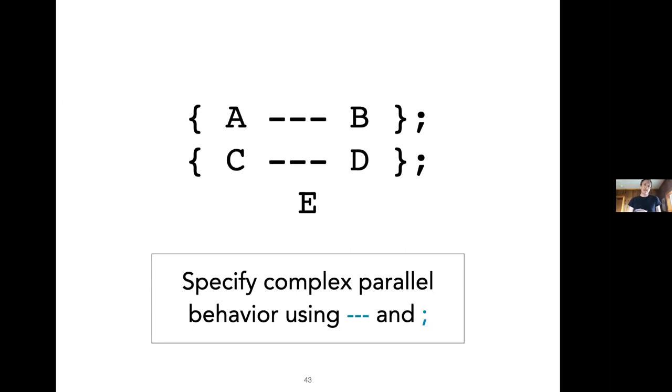So using ordered and unordered composition, you can code up interesting patterns where things happen in parallel when they're able to and happen sequentially when they're not. That's the very core of the language. I'm going to show you a few more things, but I want to take questions.